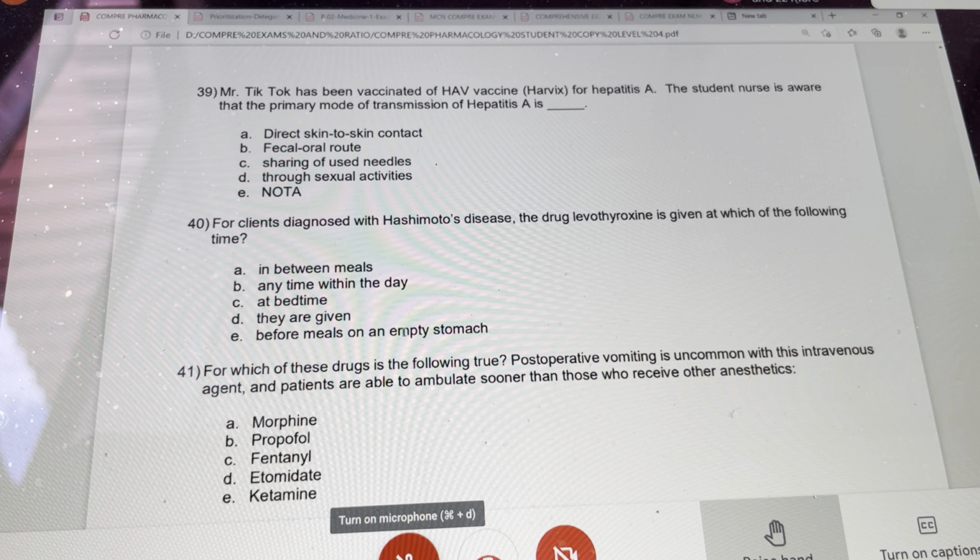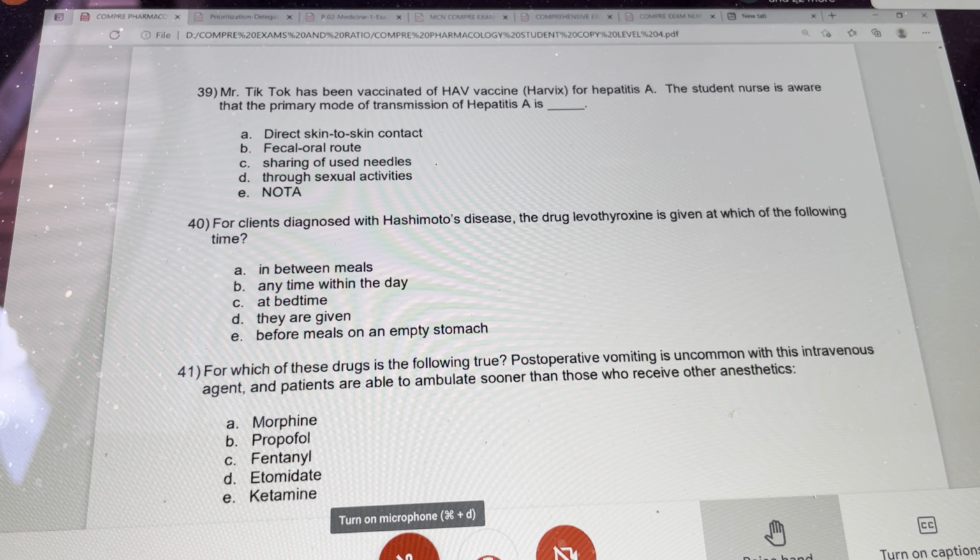This usually happens if an uninfected person ingests food or water that has been contaminated with the feces of an infected person. If you are not sure, again, I'm not against the street vendors or the ambulant vendors, but if you are not sure of how the food was prepared, better not eat those foods. Especially if the appearance of the food itself is doubtful, there may be something in it that you might not want to suffer from. So that's number 39, fecal-oral route.